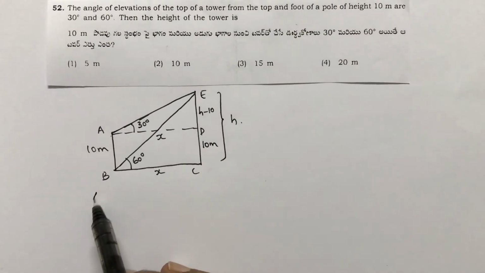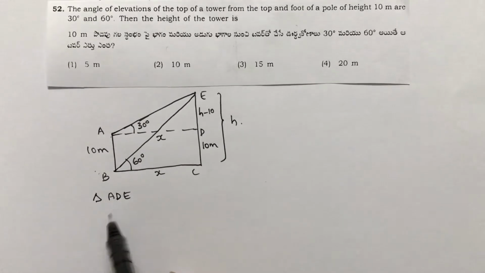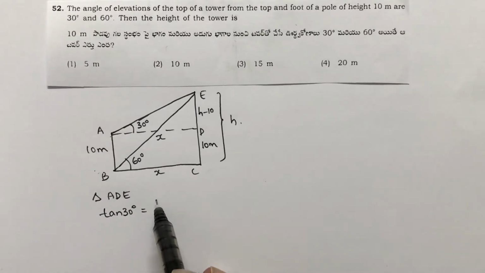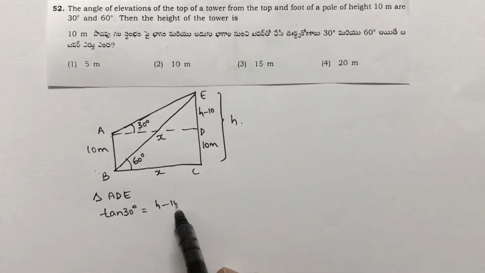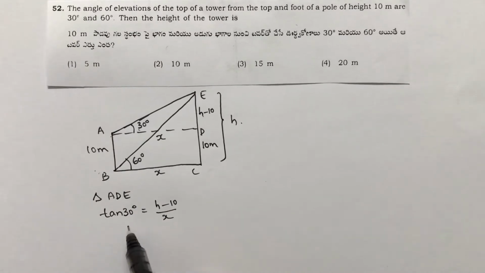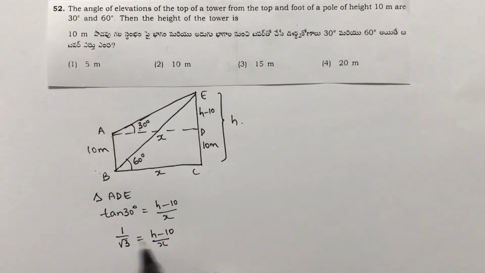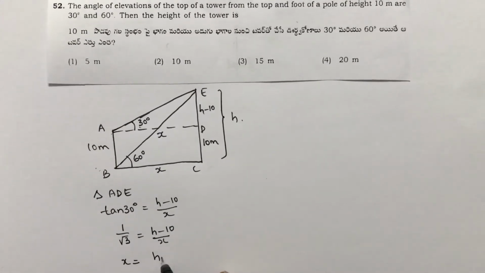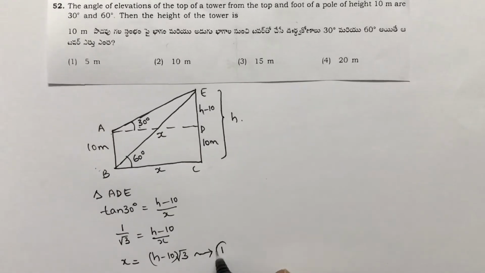Now in triangle ADE, tan 30, tan theta is opposite by adjacent. So tan 30: opposite is h minus 10 and adjacent is x. Tan 30 value is 1 by root 3, equals h minus 10 by x. So cross multiply, x equals h minus 10 into root 3. Consider this as equation 1.